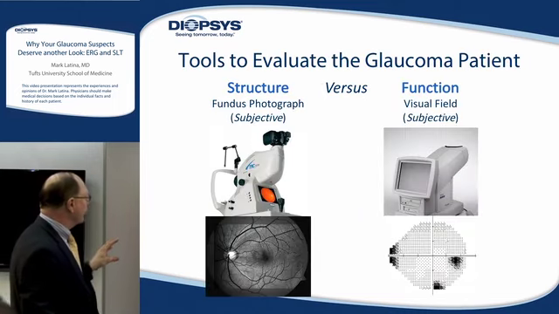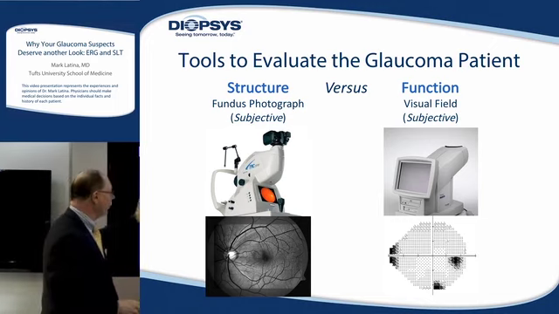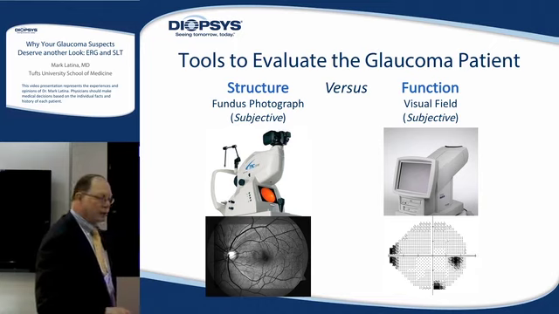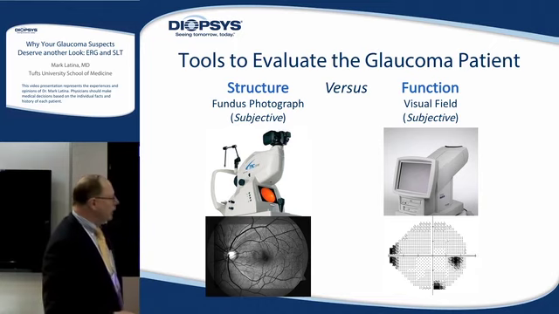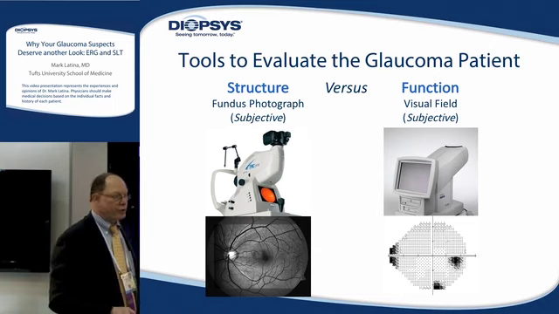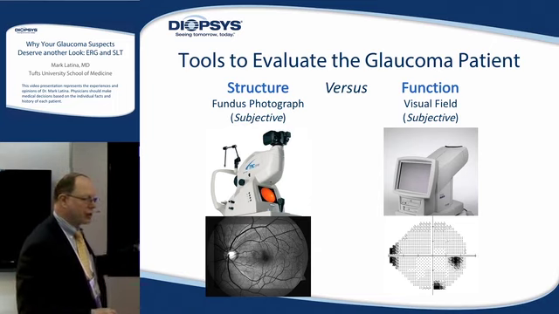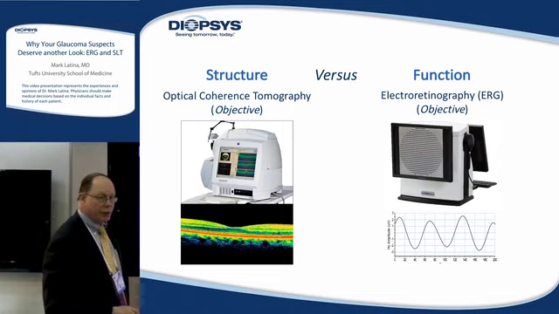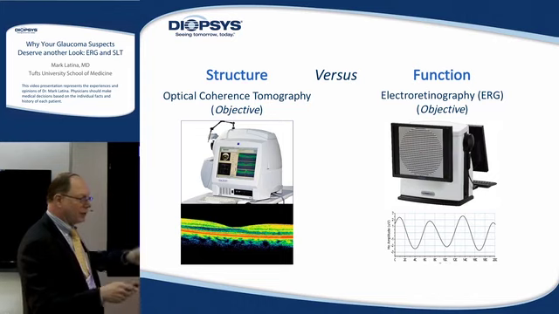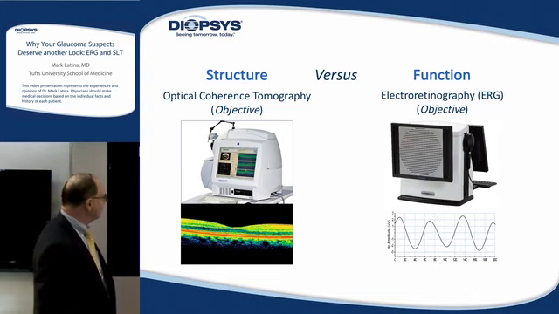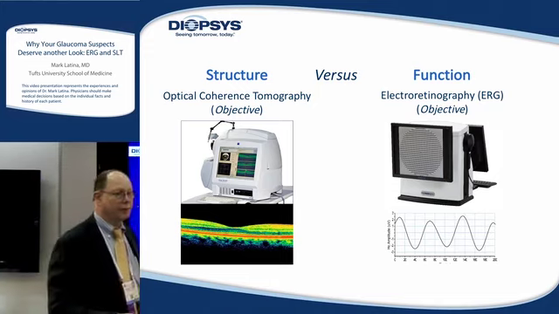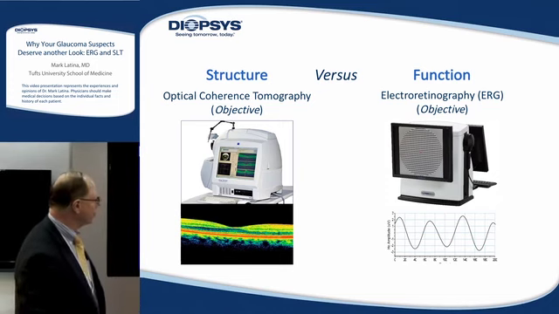What are our tools to evaluate the glaucoma patient? Well, we have subjective tools, of course, such as structural photography, fundus photography. Functionally, of course, we have the visual field, which we're using all the time. It's, again, a subjective test. And then objective tests, optical coherence tomography, OCT, which, of course, is pervasive now. And so our equivalent functional test, which is objective, is the pattern electroretinogram or the electroretinogram, or you can also say VEP.